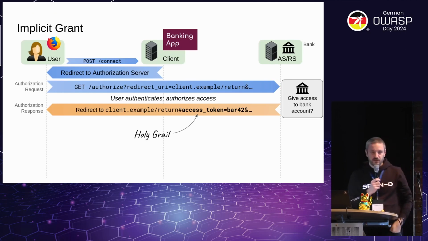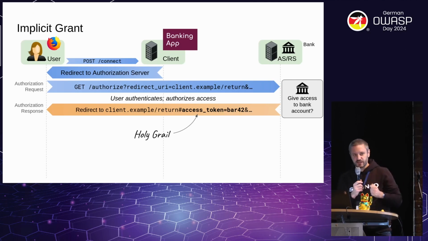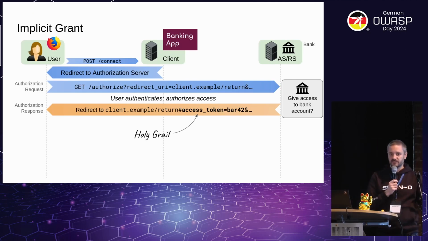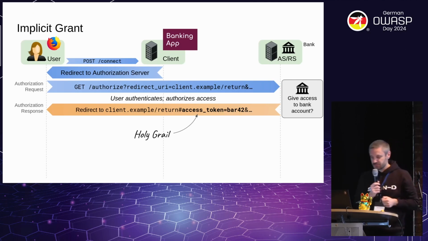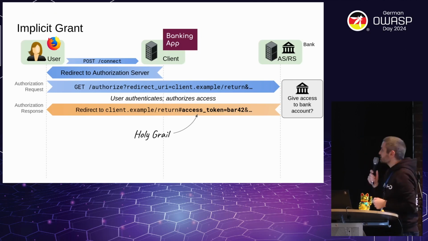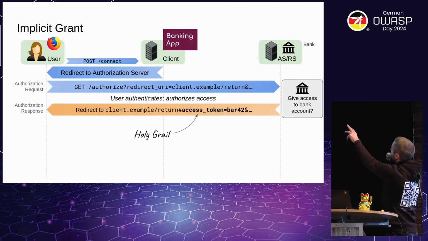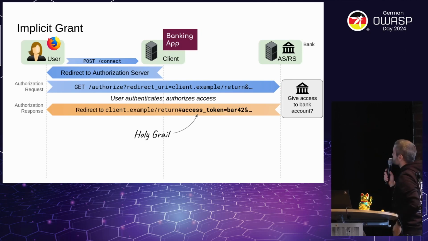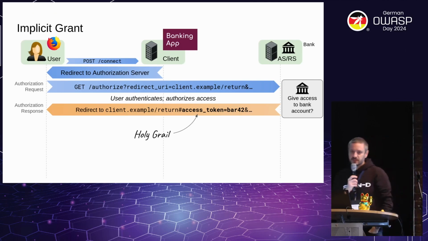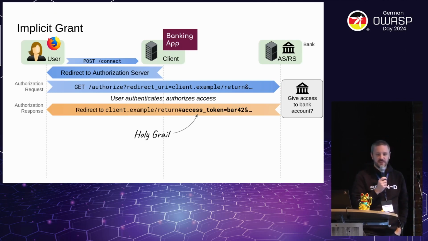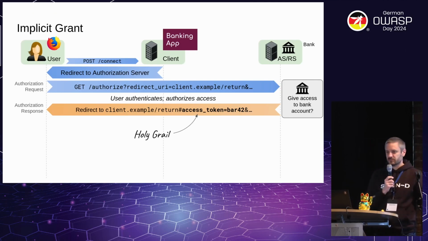Then the bank will check that you're actually logged in, that you're authenticated. It will also ask you whether you want to give that banking app access to your account, so authorization. And then it will create the authorization response, which takes that redirect URI and attaches a bunch of stuff. Most importantly, it attaches the access token. The access token is the holy grail. With the access token, you can access the resources.